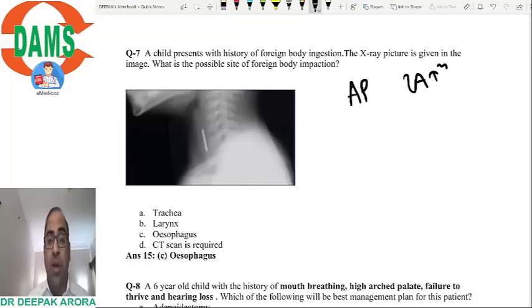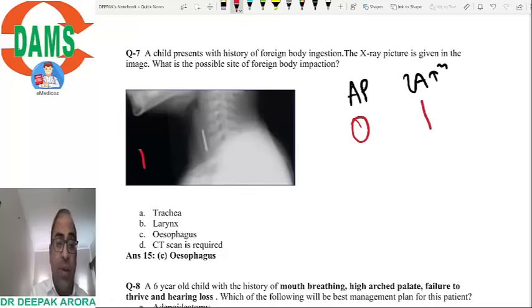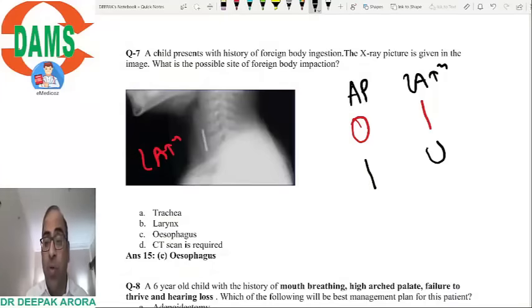Just remember, on AP view, if the foreign body seems to be a circle, and on lateral view it is like on this line diagram, in the lateral view I'm getting a line appearance, that is the foreign body is in the esophagus. Just remember this point. If on AP view you are getting a line, and on the lateral view we are getting a circle, that is going in the favor of the respiratory tract. It can be trachea. Clear?